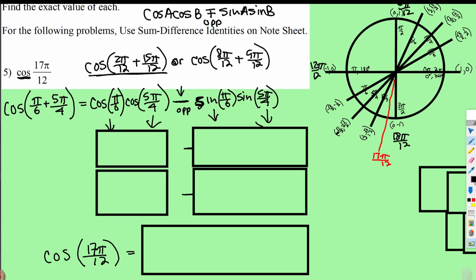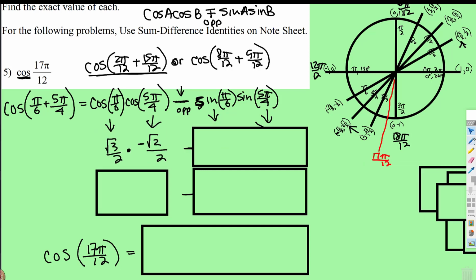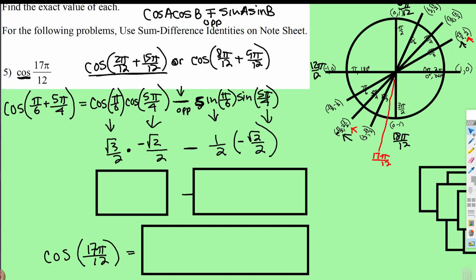But cosine of pi 6 is root 3 over 2. Cosine of 5 pi 4s is negative root 2 over 2. And then sine of pi 6 is 1/2. And sine, look at what I did. I put the arrow in the wrong place. There's cosine. Sine, now it's lucky they're both negative root 2 over 2, but I still shouldn't make that error. Sine of 5 pi 4s is negative root 2 over 2.